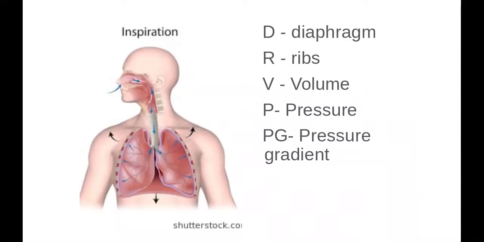Whether you're talking about inspiration or expiration, you must talk about these 5 things: D, R, V, P, and PG. D stands for the diaphragm. We've got to talk about the diaphragm. R, we've got to talk about the ribs, so by talking about the ribs, you'll mention the intercostal muscles. V, you've got to talk about the volume in the thorax. The thorax is the bit from the diaphragm upwards. We've got to talk about pressure inside the thorax and also the pressure gradient.